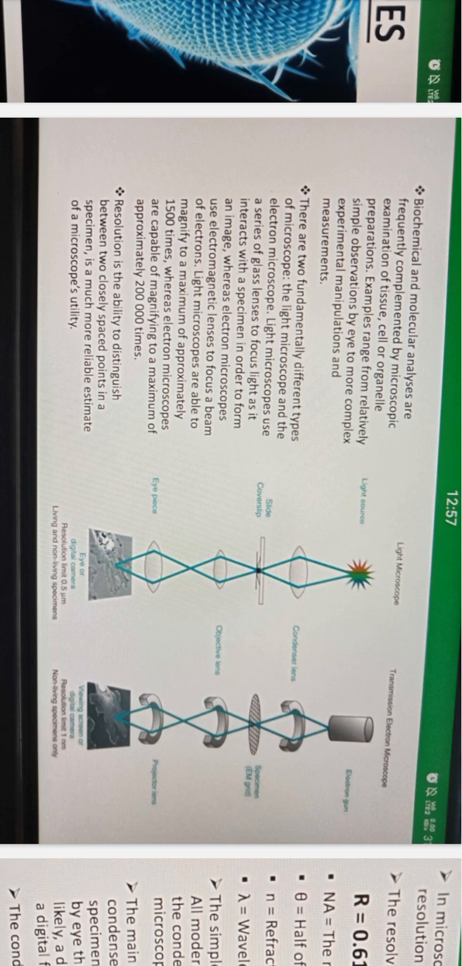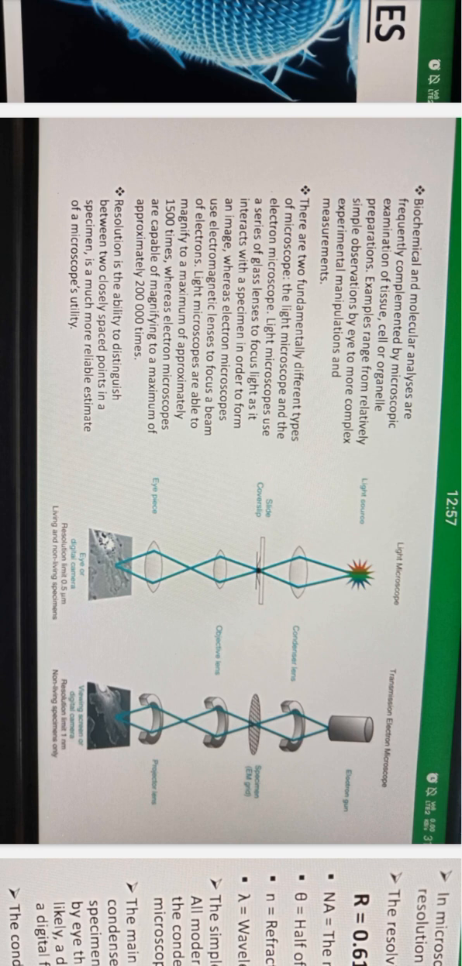The light microscope uses a series of glass lenses to focus light as it interacts with the specimen in order to form an image, whereas electron microscopes use electromagnetic lenses to focus a beam of electrons. Light microscopes are able to magnify a maximum of approximately 1500 times, whereas electron microscopes are capable of magnifying to a maximum of approximately 200,000 times.